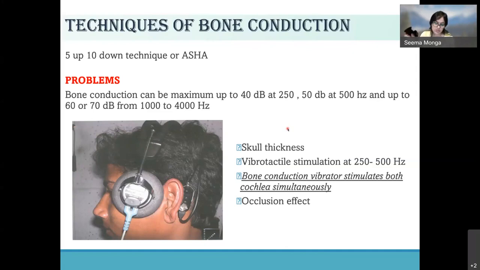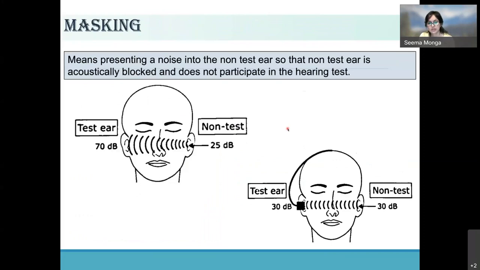While in bone conduction, the exact sound from this to this is going. So basically, this is the test ear, all right? You're giving 70 decibel to this ear, but here, in the non-test ear, around 25 decibel sound is going. This is air conduction I'm talking about. All right. We're giving 70 decibel.